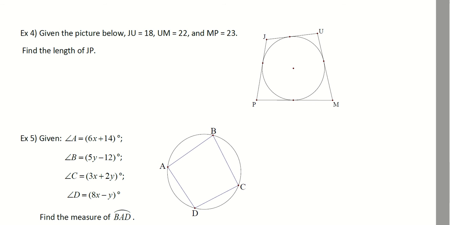Given the picture below, JU is equal to 18, UM is equal to 22, and MP is equal to 23. Find the length of JP. Pause the video now and try this one.